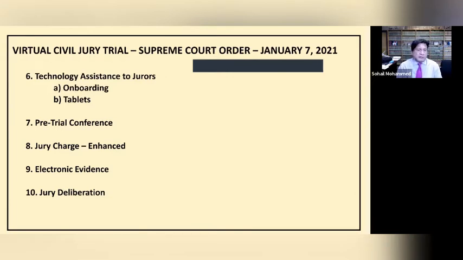And finally, the jury deliberations. Jury deliberations will be completely virtual, and there will be an enhanced charge covering that as well.